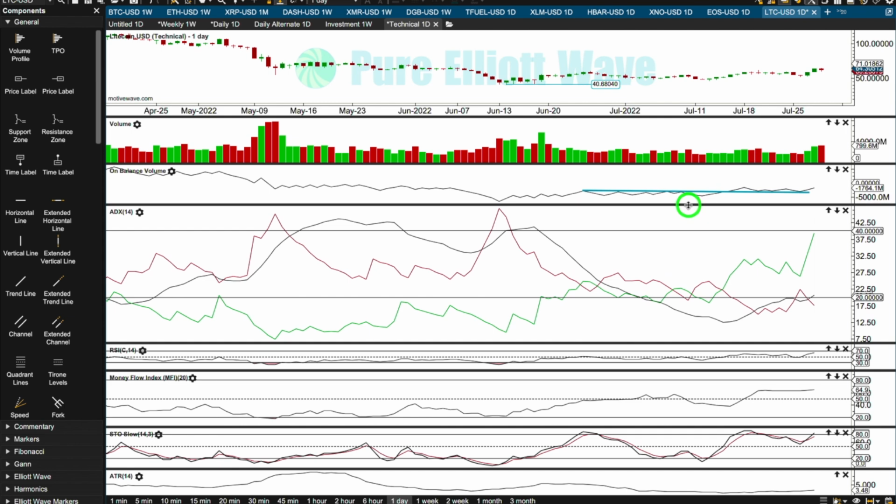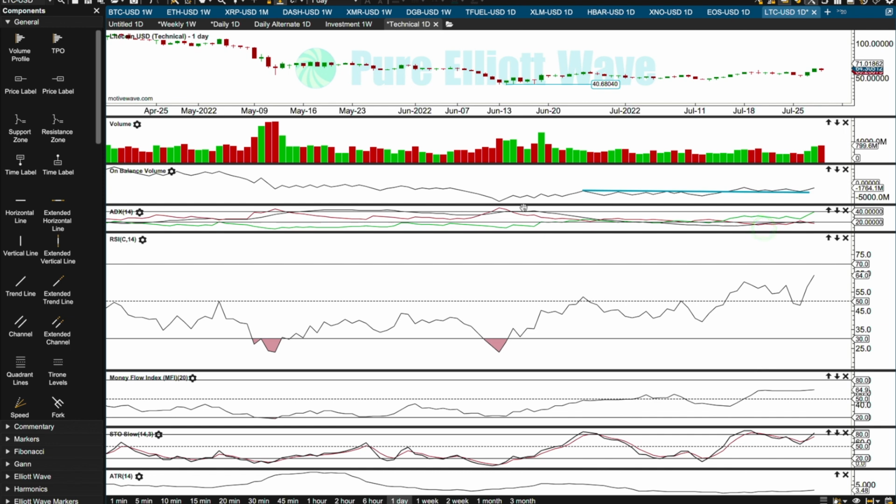ADX at the daily chart level reached extreme for the downward trend here and again here, and now it's declining, and now at the daily chart level ADX has caught up with a potential trend change indicating an upward trend. That's bullish. RSI at the daily chart level at the low.